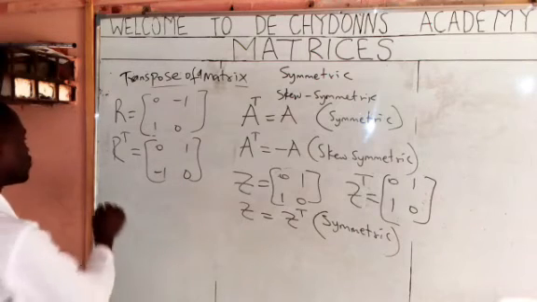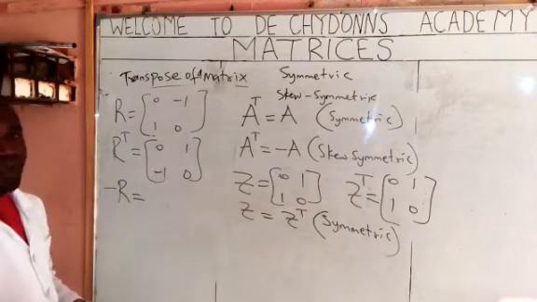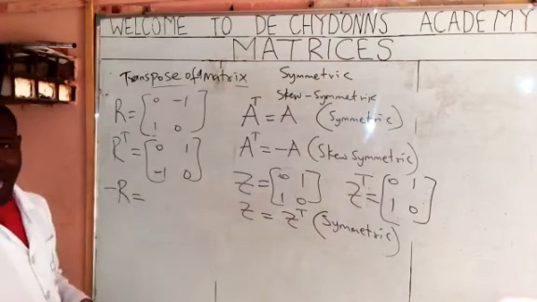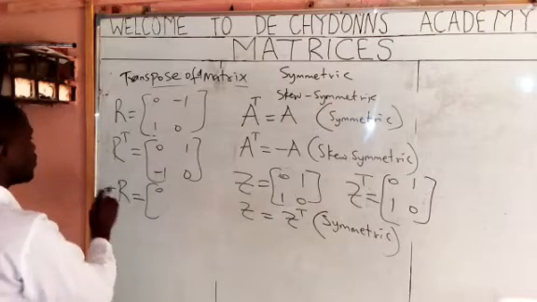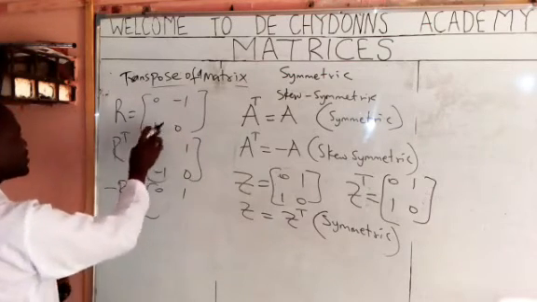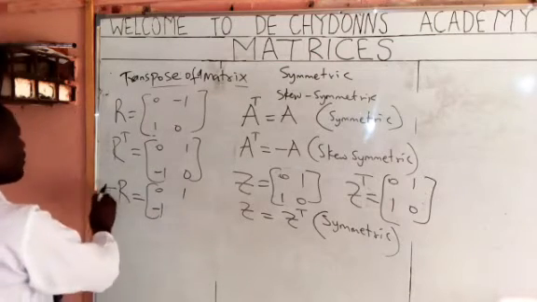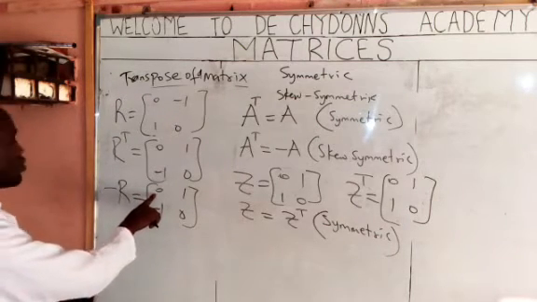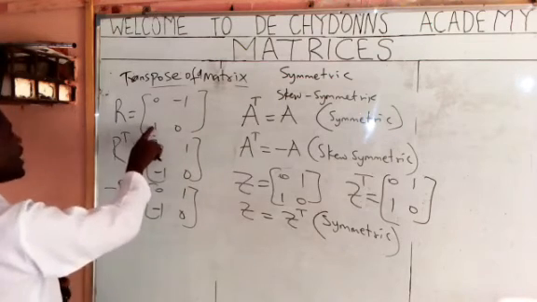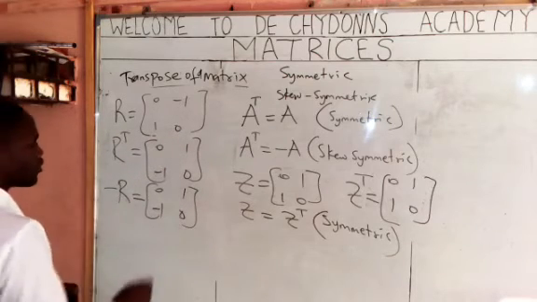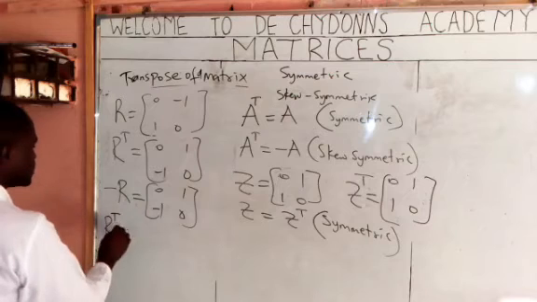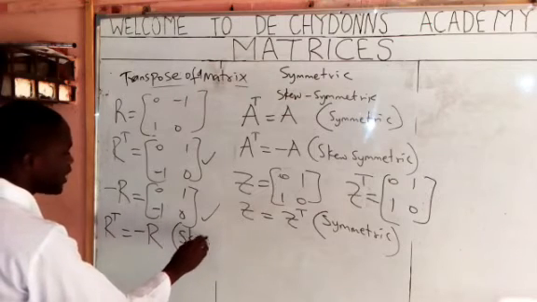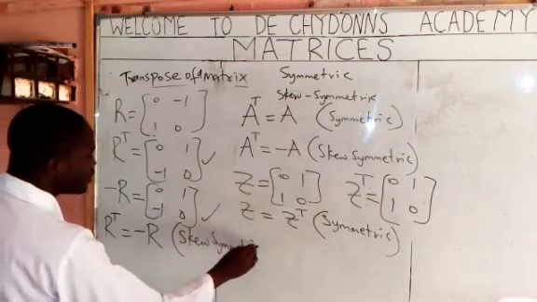Now, we have gotten R transpose. What is negative R? Negative R simply means carry minus and multiply the matrix R itself. Minus times 0 is 0. Minus times minus 1 is 1. Minus times 1 is minus 1. Minus times 0 is 0, because anything times 0 is 0. Can you see that R transpose is equal to negative of R? So this is equal to this. You say that they are skew symmetric.